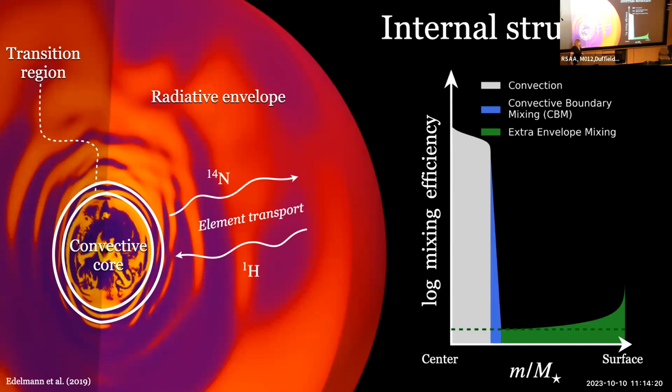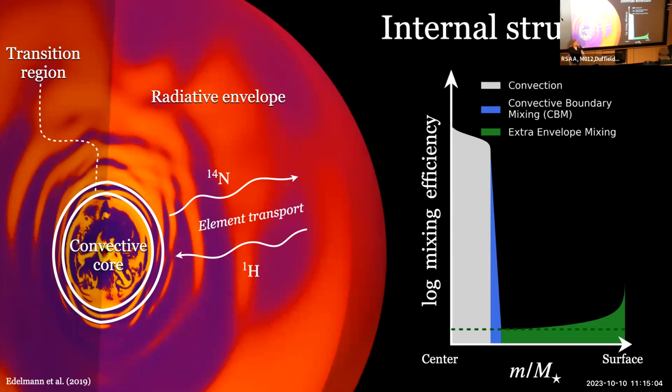Now, the mixing inside stars, we can describe using these types of mixing diagrams, as they're called, where you have the logarithm of the mixing efficiency on the y-axis. And on the x-axis, we have the mass coordinate inside the star going from the center towards the surface. Just like with the interior structure, we also divide these diagrams into three different regions. In gray is the convective core, where you see the mixing efficiency is very high. Then we have mixing in the envelope, which is shown in green. And in between the two, we have what we call convective boundary mixing. That's the extra mixing that is taking place in this transition region that you're seeing.